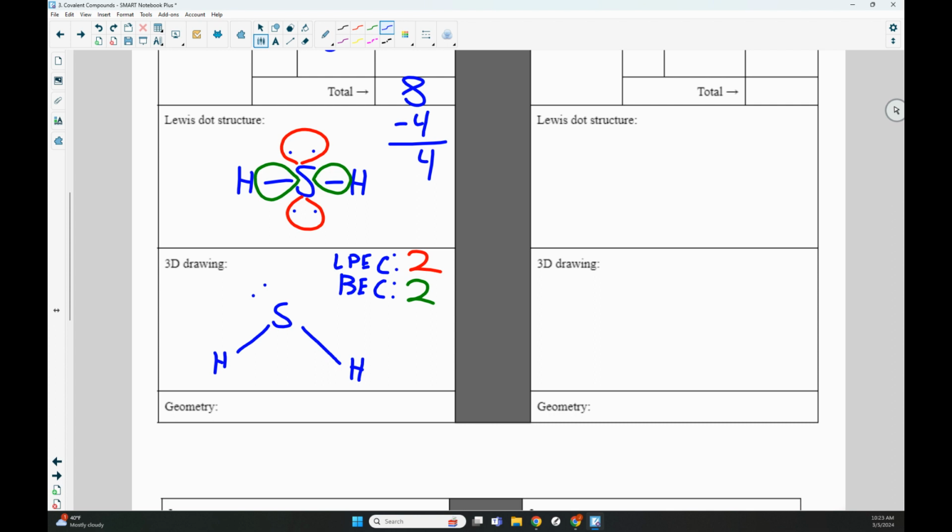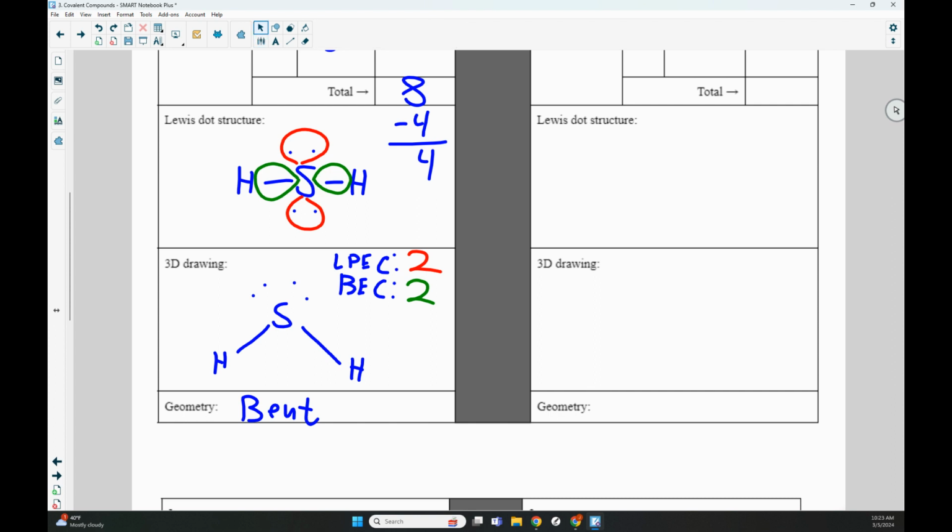And then up here, we're going to have my 2 lone pair electron clouds. And that is the 3-dimensional structure of dihydrogen monosulfide. Okay, and once again, the name of that geometry is bent.